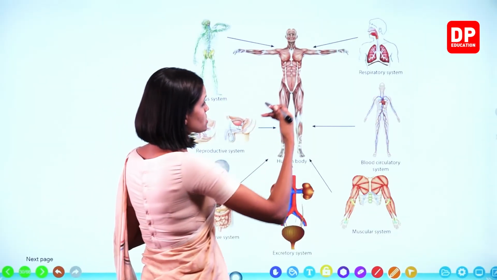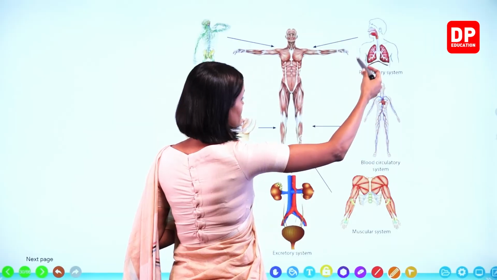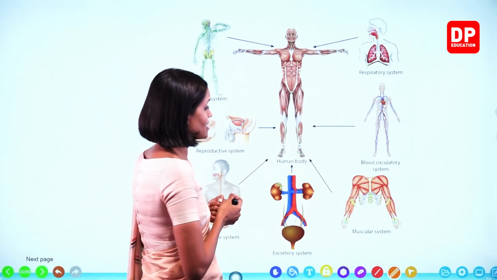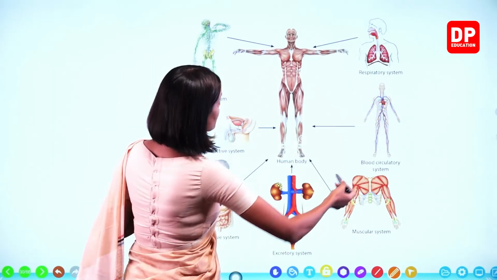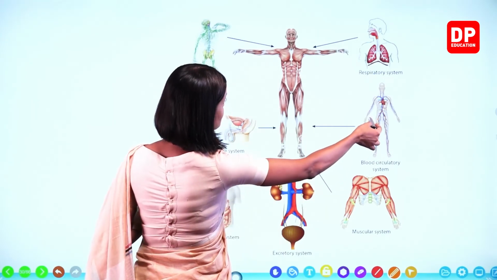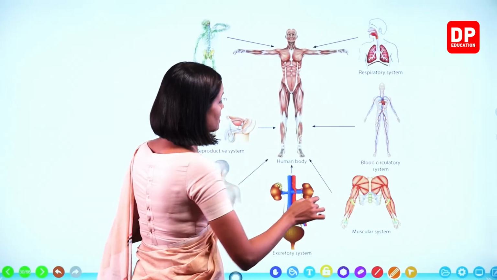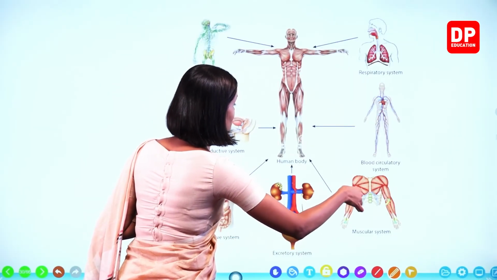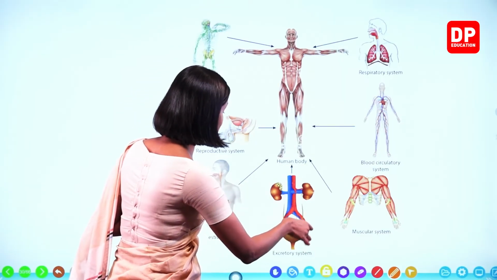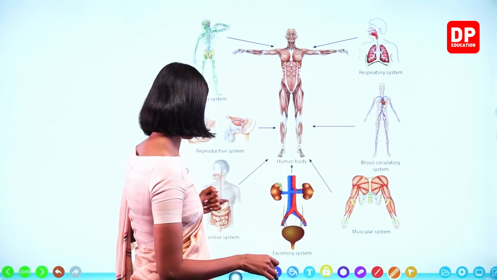Right, children? So respiratory system, now respiratory system is very important for the absorption of oxygen and getting rid of carbon dioxide gas. Right, children? Look at this one. Blood circulatory system. So blood circulatory system consists of the heart and the blood vessels. Right, children? Here the muscular system, we all observed the muscular system before, remember? And the excretory system, we discussed about the excretory system as well, right?